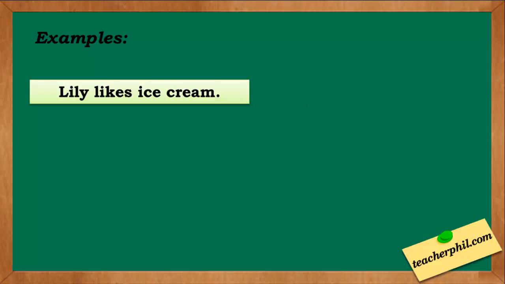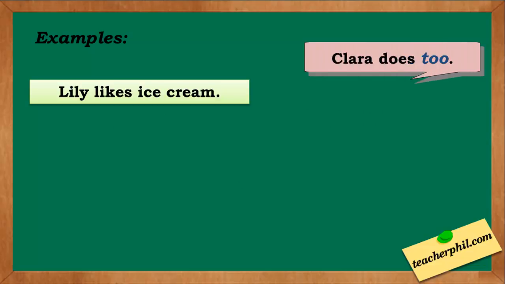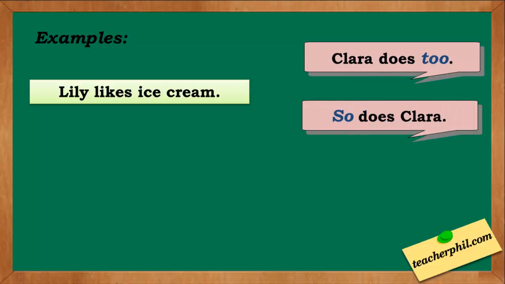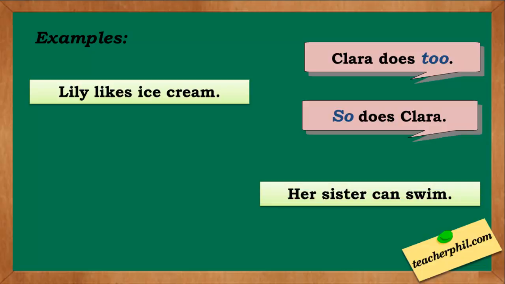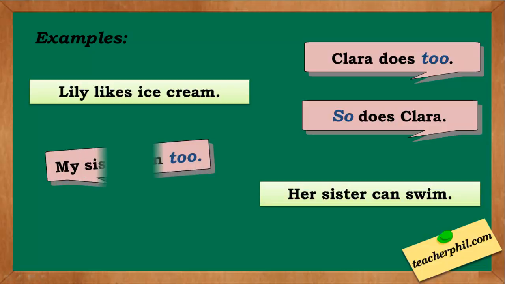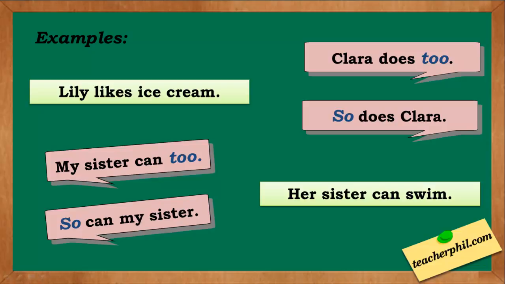Examples: Lily likes ice cream. Clara does too. Or, so does Clara. Her sister can swim. My sister can too. Or, so can my sister.